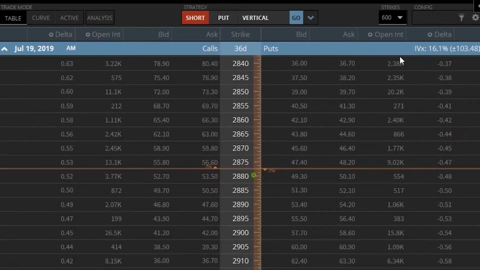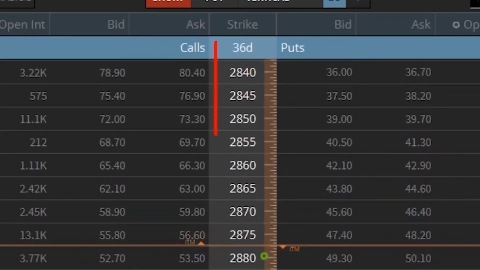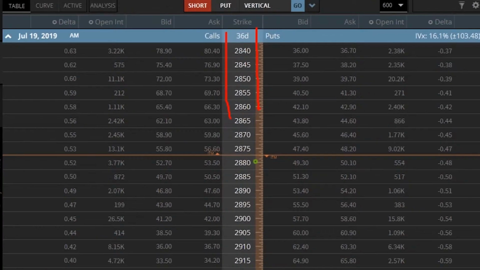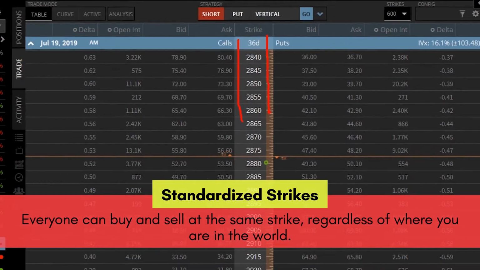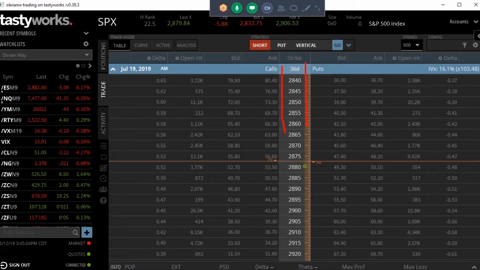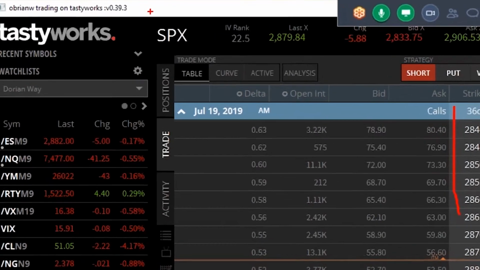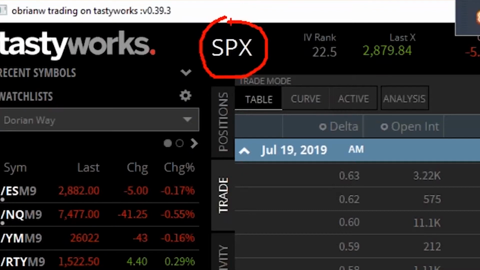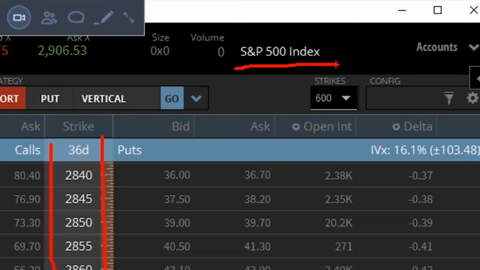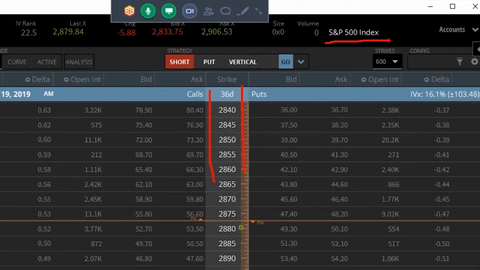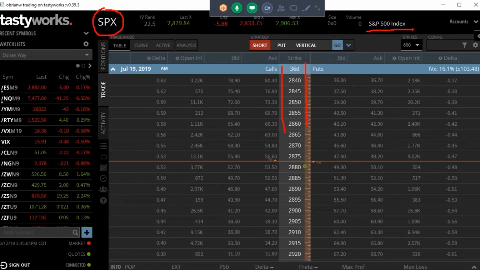All right, so let's move on and jump into talking about the strikes a little bit more, because the strikes are important. These are the strikes that are down the middle, and strikes are standardized. What I mean by standardized is everyone can buy and sell at the same strike, regardless of where they're at in the country or in the world. So if someone is in China, India, or the Philippines, and they're trading the SPX, which we are trading here, the SPX is the S&P 500 index, it's the cash settled index. If someone's trading that in a different area, they'll see the same strikes because those strikes are standardized.